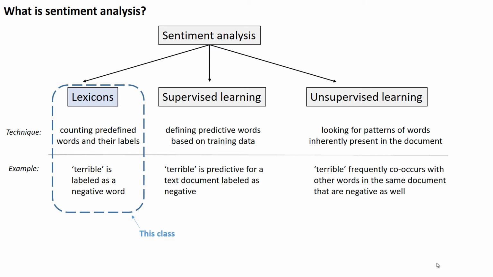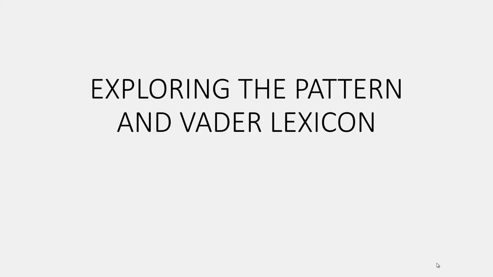In other words, we will take a list of words defined as positive or negative with a certain polarity score, and the algorithm will just count the words and make a prediction whether the text is positive or negative. Let's take a look at the two modules that we will use in this lecture.